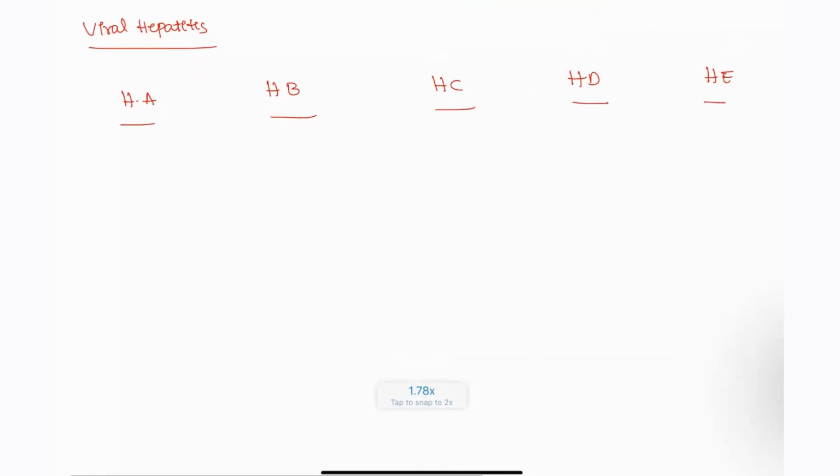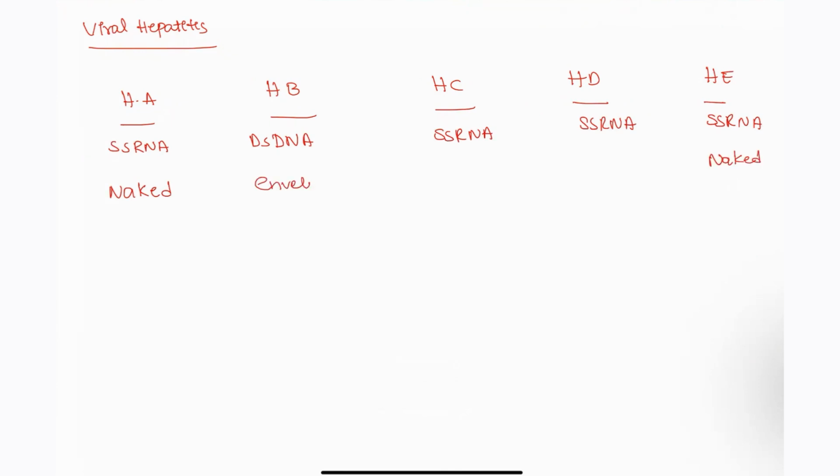What are the important features of them? All are going to be RNA viruses except B, which is DNA, double stranded. Remaining all are RNA only. Next, all are going to be enveloped except A, that is naked. Okay, E is also naked. Remaining all are enveloped.